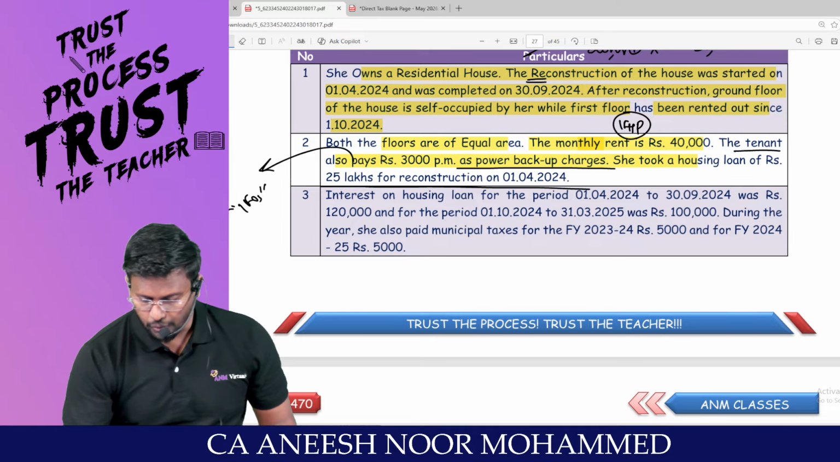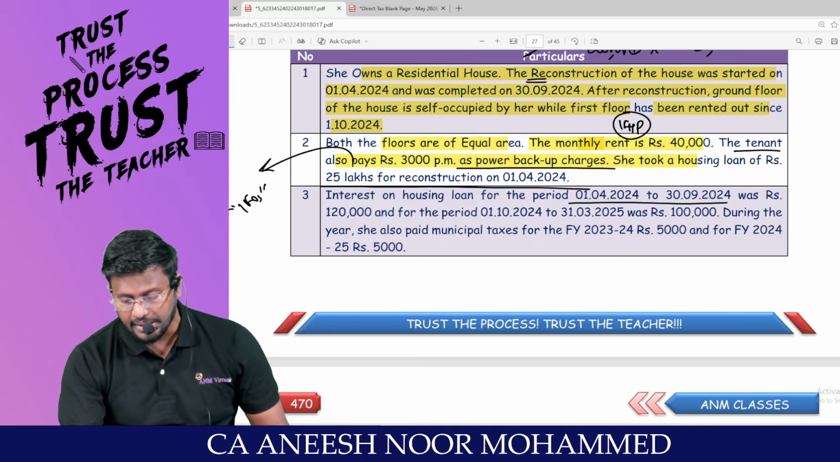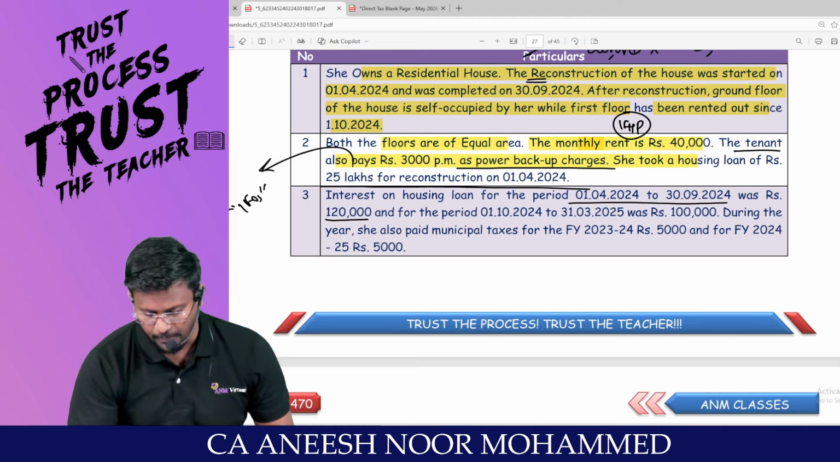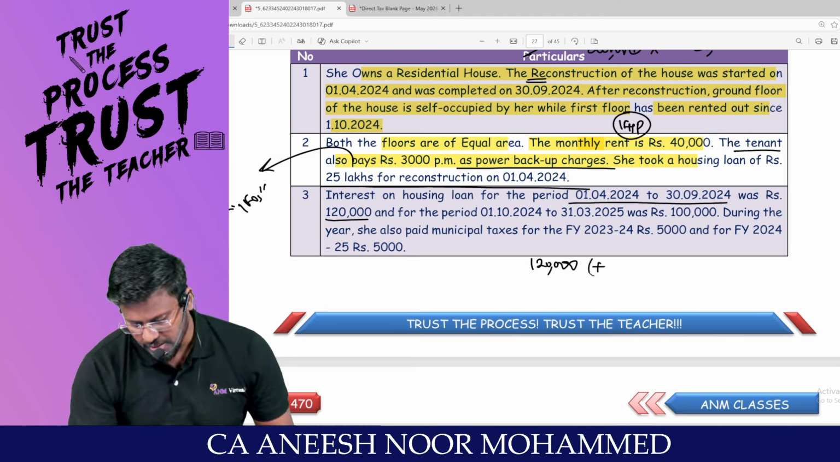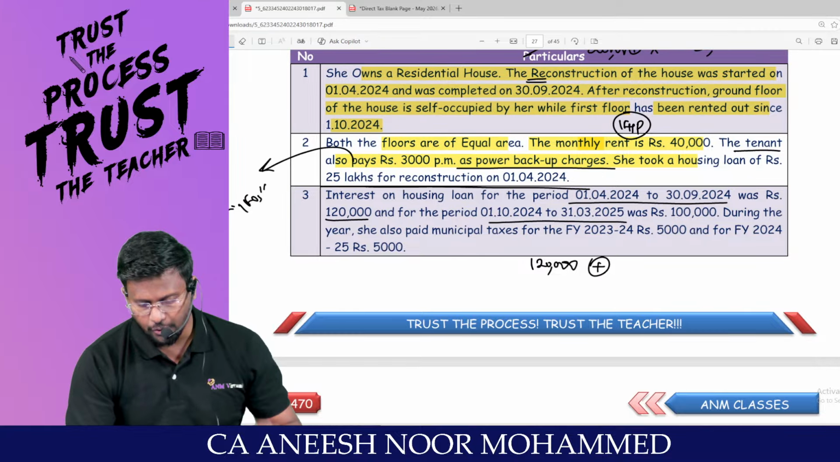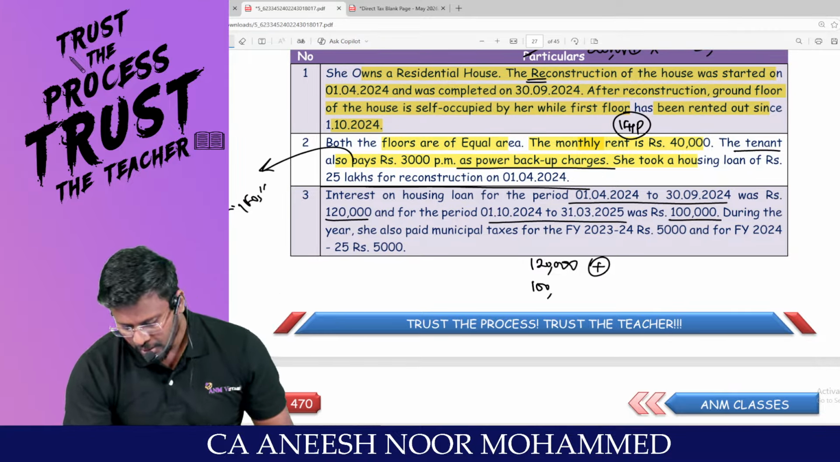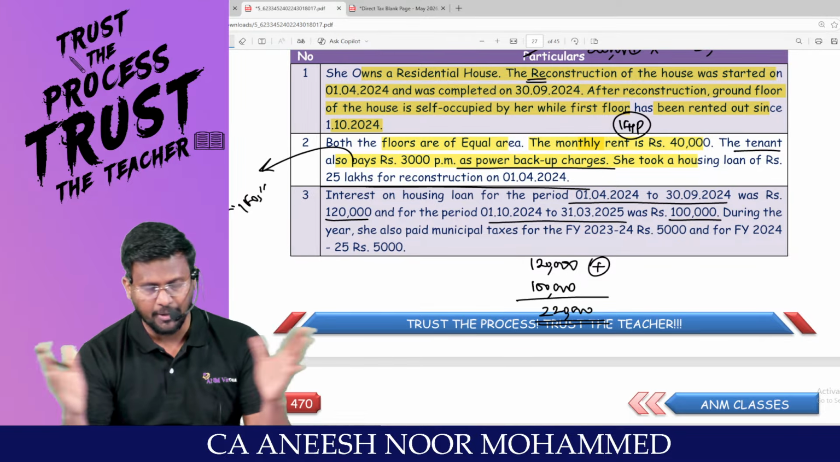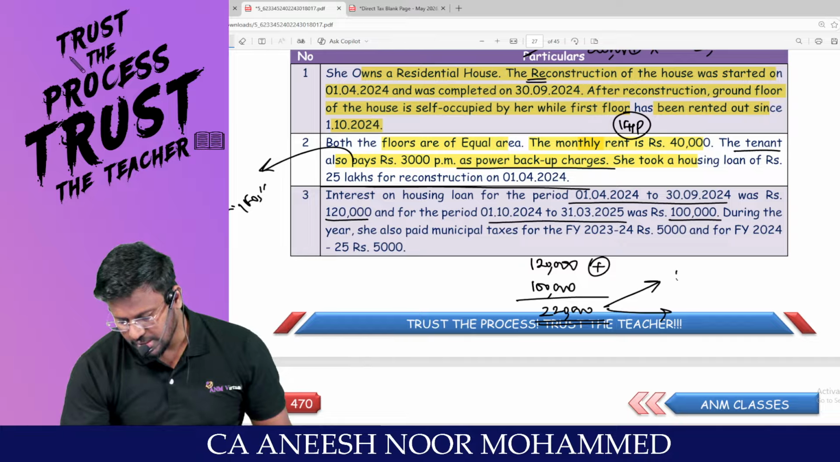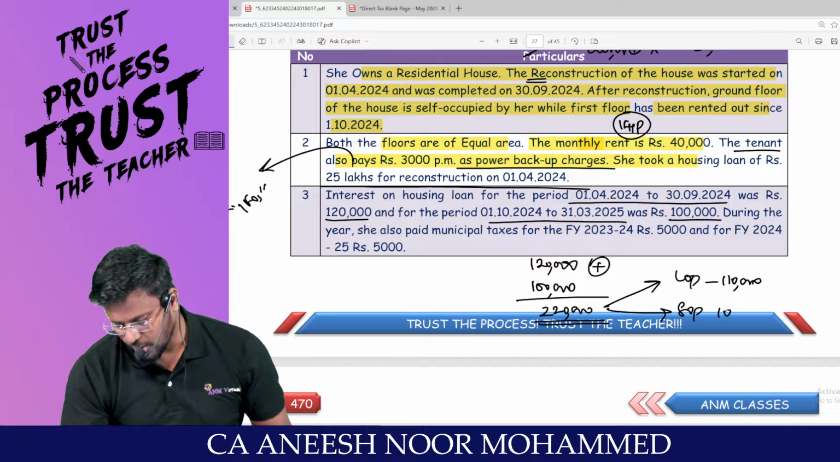Interest on housing loan for the period 1/4/2024 to 30/9/2024 was 1,20,000. Basically, for the first 6 months, it was 1,20,000. And for the next 6 months, how much lakh? So total comes to 2,20,000 as the interest. This has to be bifurcated into two between the let-out portion and the self-occupied portion. So 1,10,000 to the let-out portion, 1,10,000 to the self-occupied portion.